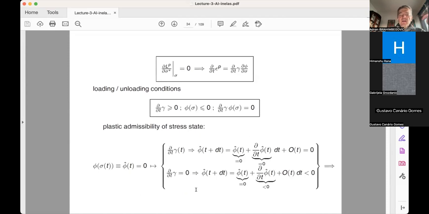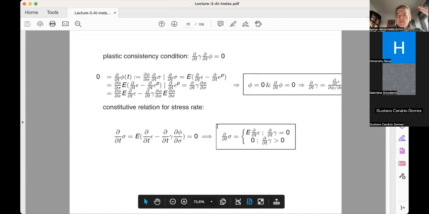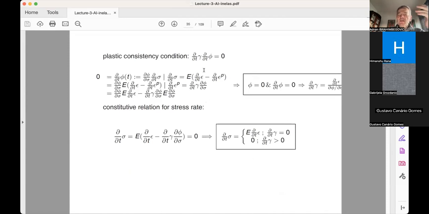And finally, the final step is when you're plastic, you want to, for example, know that you keep getting the plastic deformation, in which case this allows you to say that the derivative of this criteria in time should be equal to 0. And that allows you to provide a value for this gamma.